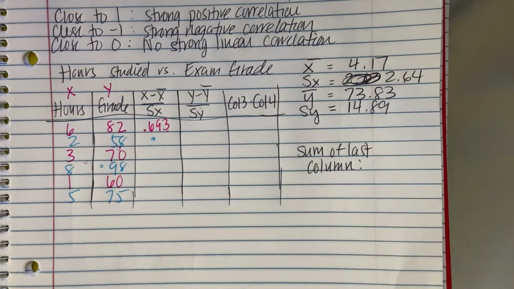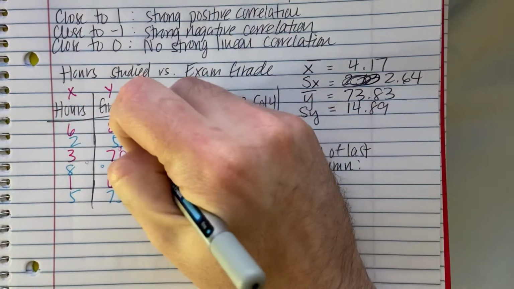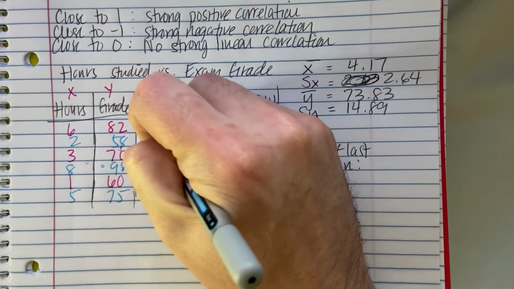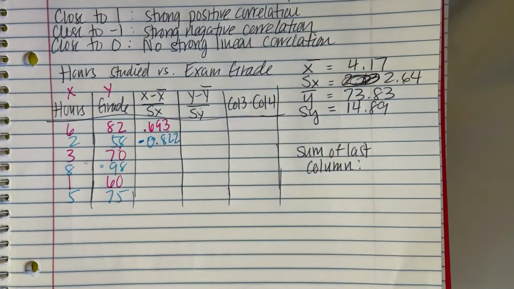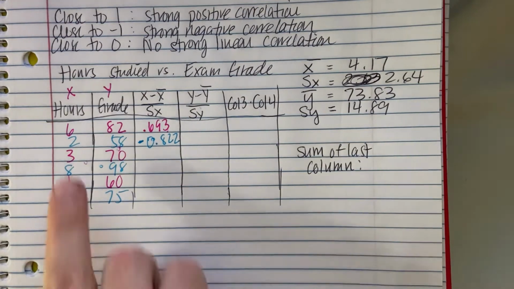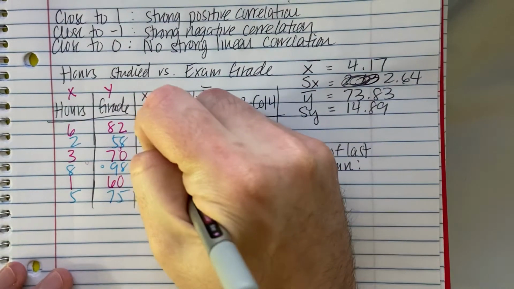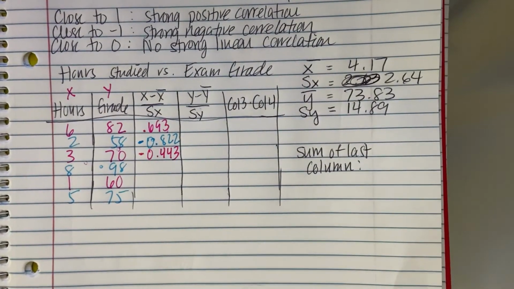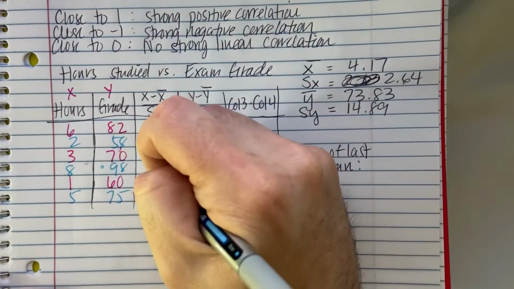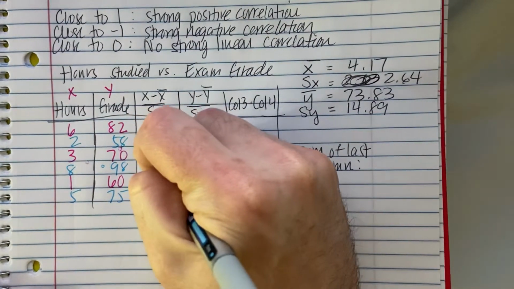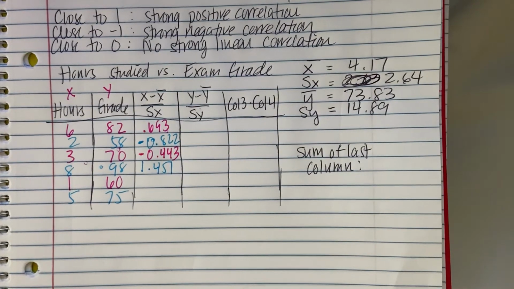Do the same thing for the next data. 2 is our x value. It's still minus the average and divided by the same standard deviation, so you only have to change the first number. This one is negative 0.822, rounding to 3 decimal places. Same thing for 3: 3 minus 4.17 divided by 2.64, we get negative 0.443. Next with 8, when we plug in 8 to the formula, we get 1.451.